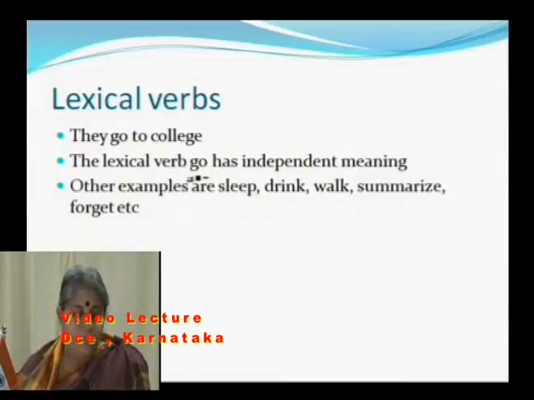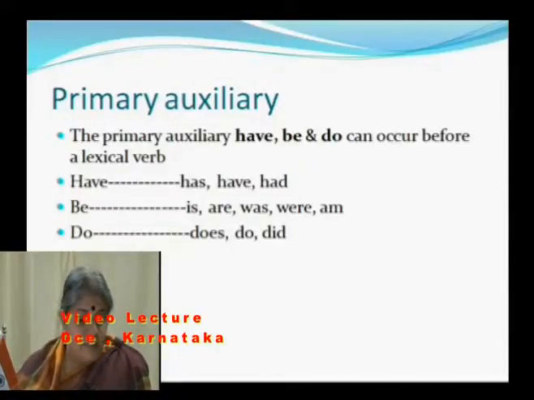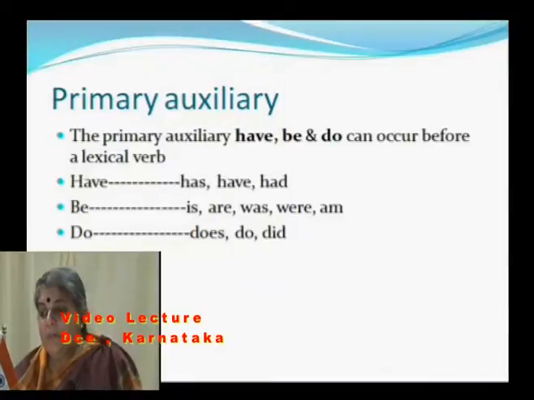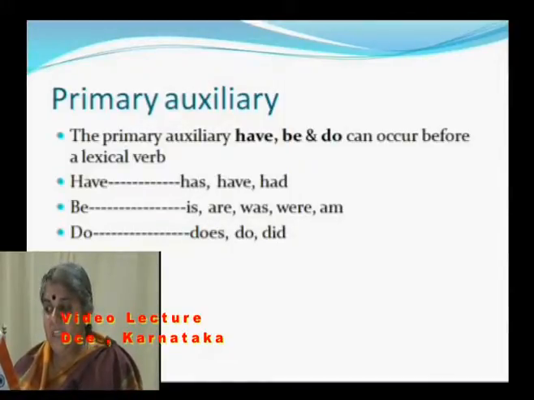The list is never ending. Now, there are three types of verbs that occur in the verb phrases, and these three types of verbs only perform the functions. So, we have understood the first type, that is the lexical verbs. Now, let us look into the primary auxiliaries. What are primary auxiliaries? The primary auxiliaries have, be and do can occur before a lexical verb.